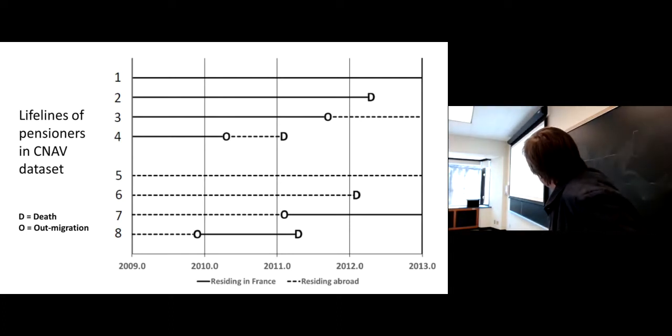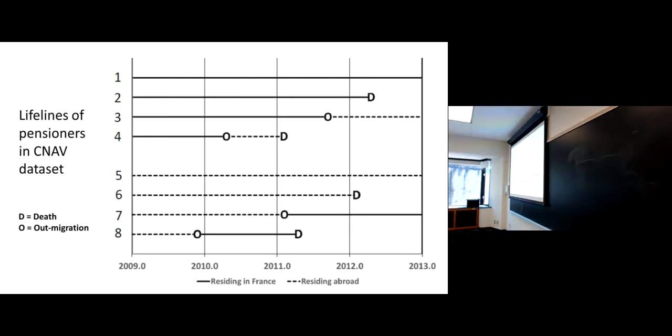The first one just survives the whole period. The second one dies, in France still, so solid line, residing in France. Then individual number 3 here out-migrated during the observation period, left France. And then of particular interest is individual number 4 who out-migrated and then died after out-migration during the observation period.